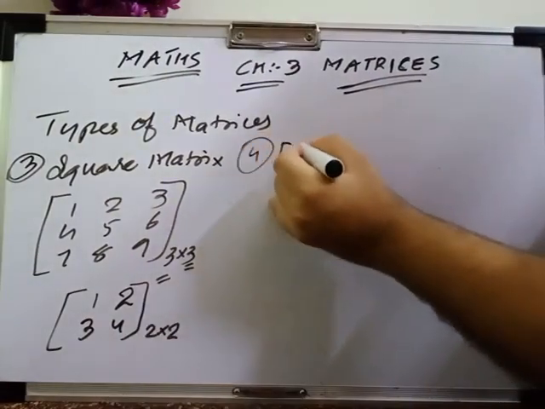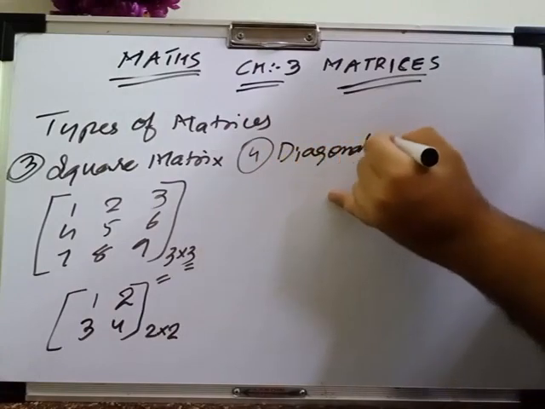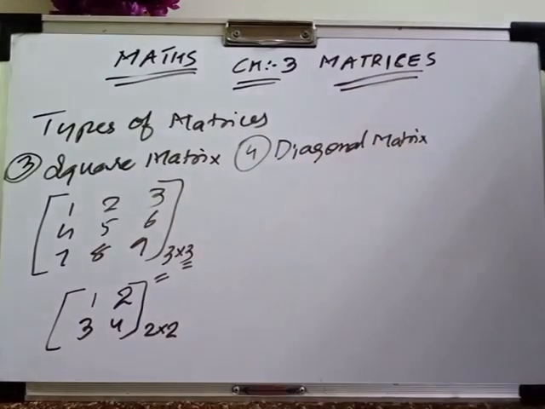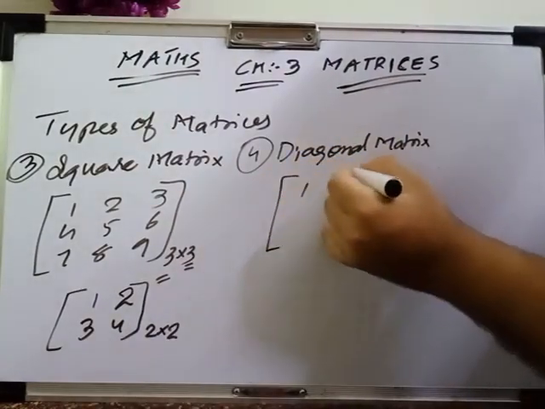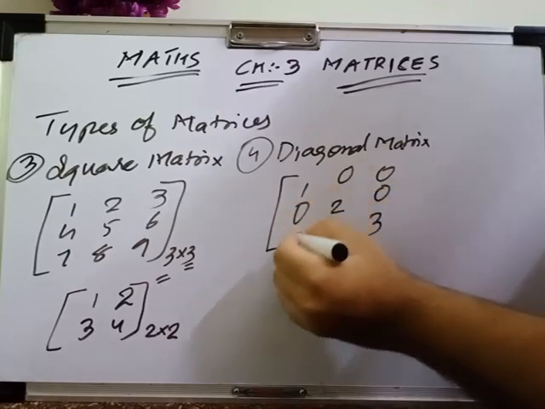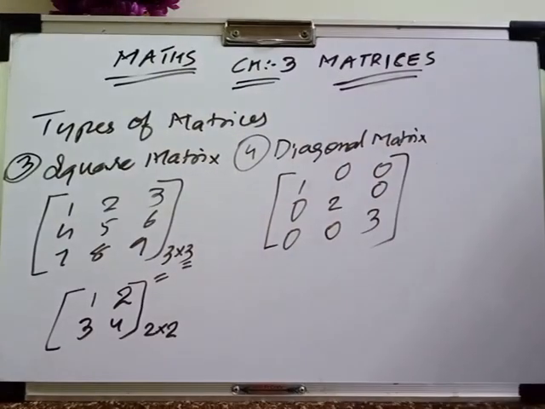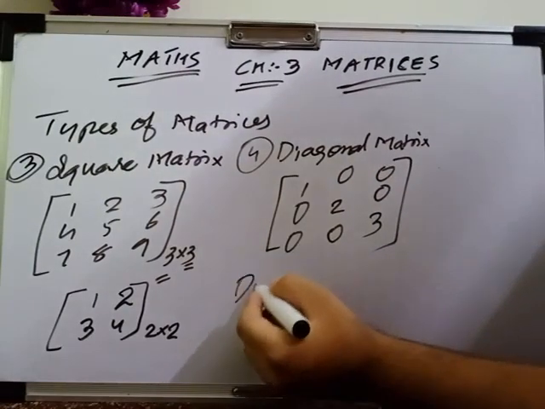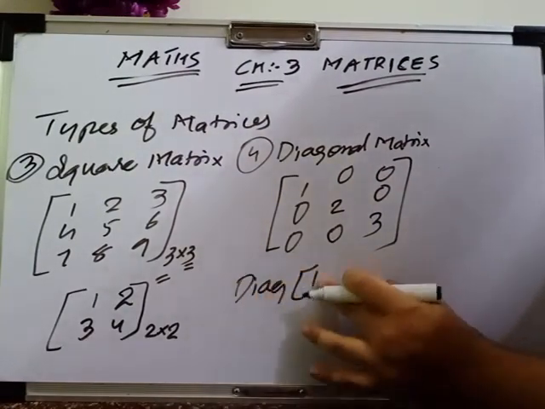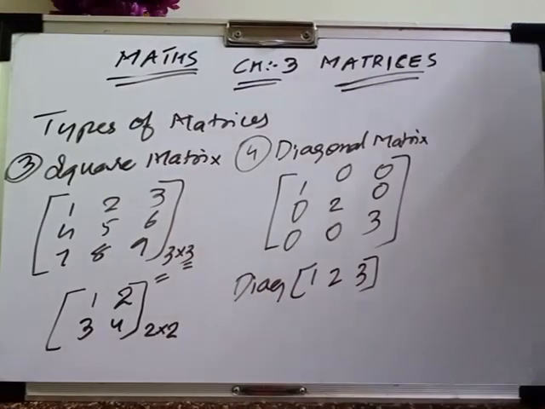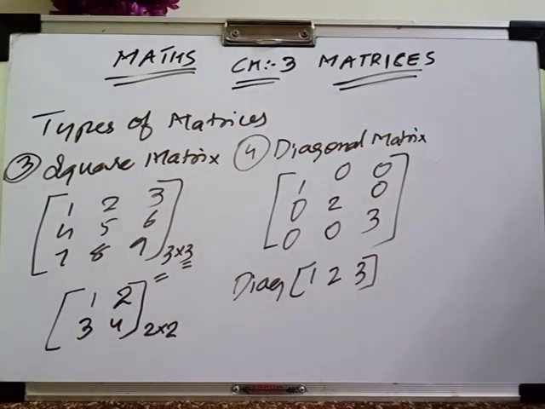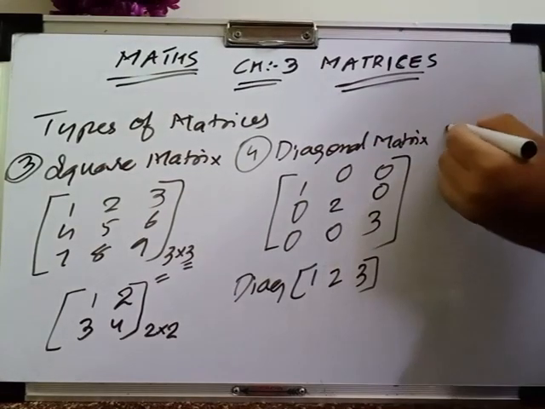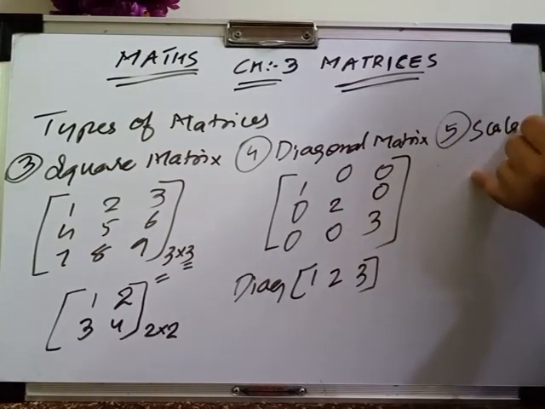Another is diagonal matrix. This is a special type of square matrix where we'll have entries just in the principal diagonal and the rest of the elements will be 0. Right. I can note this down as diag 1, 2, 3. It will have elements on the principal diagonal only. Rest all will be 0.